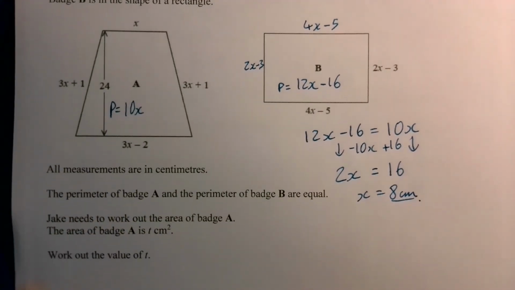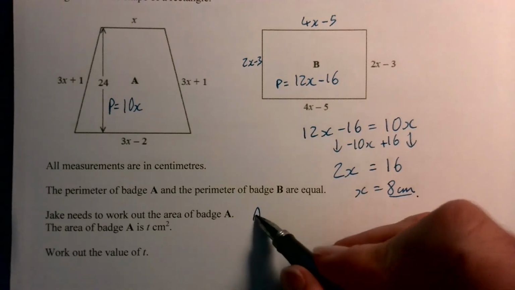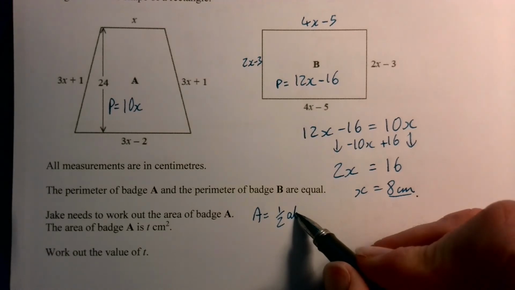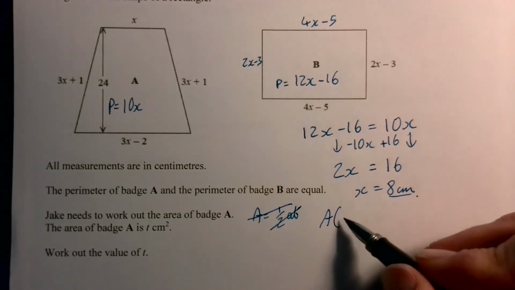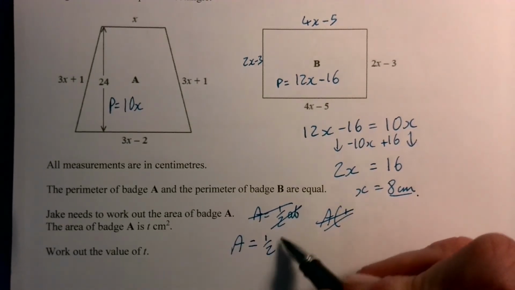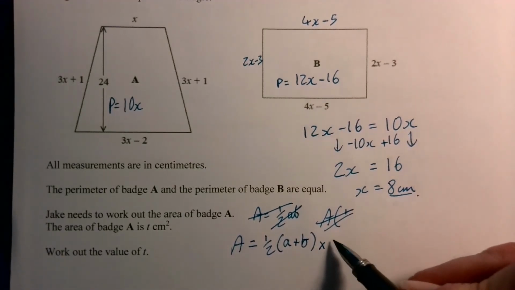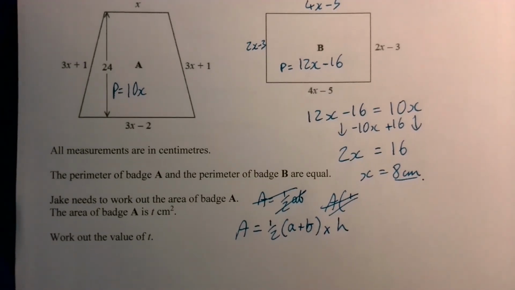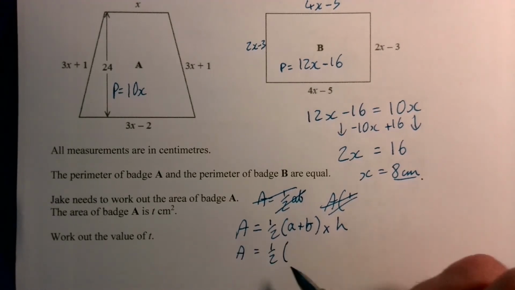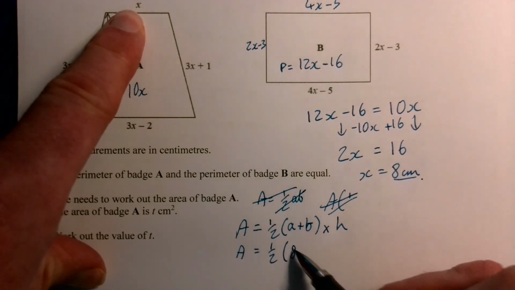Now, the actual question is to work out the area of the badge. And the area of a trapezium, you need to be able to remember, is a half. It's not a half AB. Oh, start again. The area is a half of the two parallel sides added together multiplied by the perpendicular height. So in the case of what we've got here, it's going to be a half of x. Let's put the actual values in. That's going to be 8 centimeters, isn't it?